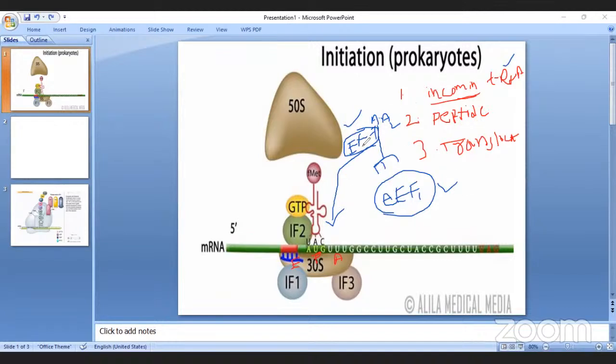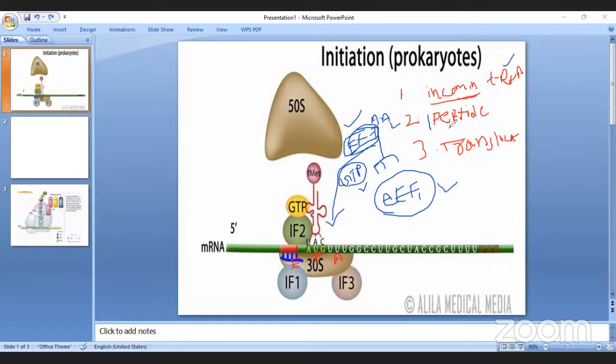What is the mechanism here? The incoming tRNA is attached at the A site in association with GTP, and the GTP energy is also required. With the help of GTP, elongation factor T in prokaryotes, elongation factor 1 in eukaryotes, in both the upcoming tRNA is attached at the A site. Is it clear? Now the first step is completed.